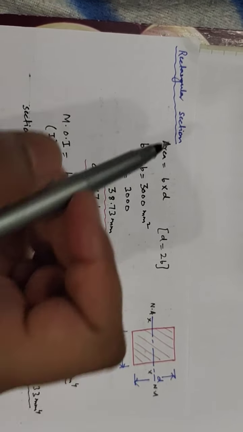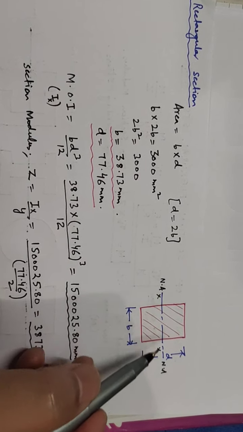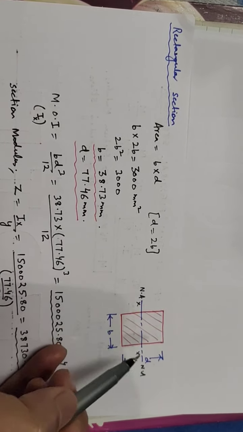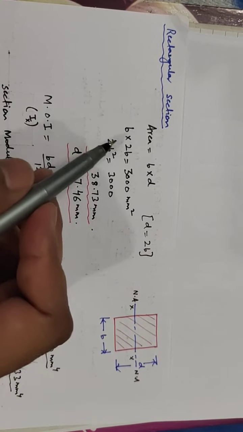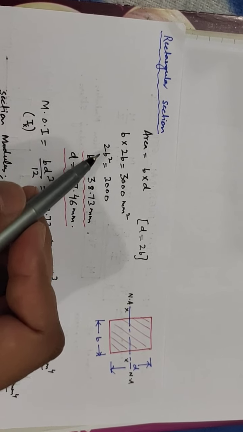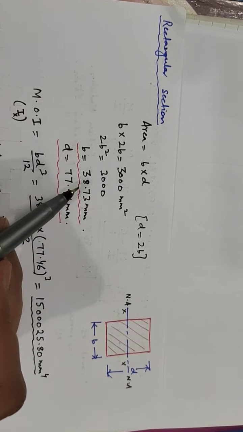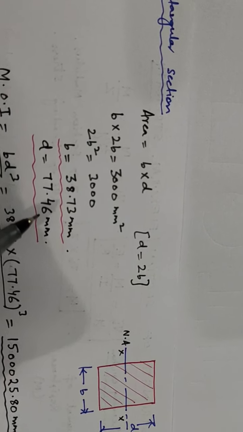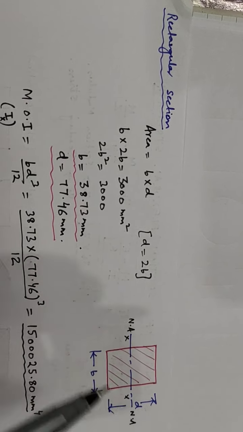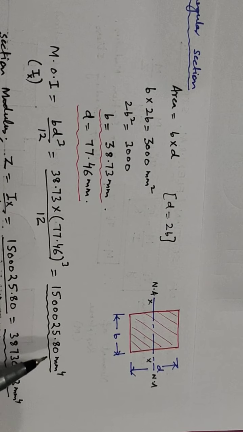So next we have taken the rectangular section. B is the width, D is the depth, this is the neutral axis. Again, area will be B into D, but we are taking the rectangular section of the same area as that of the I section. So instead of D, we will take 2B, 3000, and by substituting the values of D as 2B and simplifying, we will get B as 38.73 and D as 77.46 millimeters. So these are the dimensions for the same area of a rectangle. We will find the moment of inertia about x-axis, BD cube by 12. This comes out to be this much.